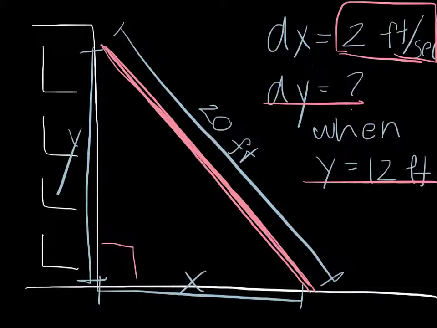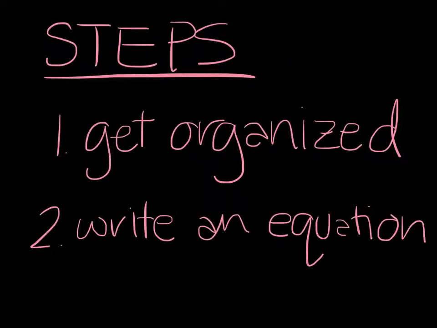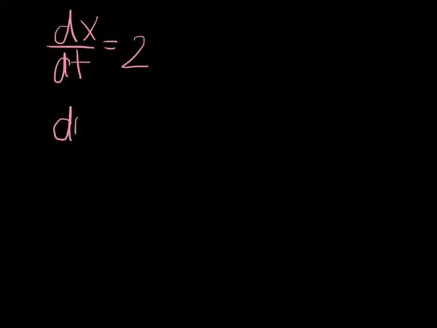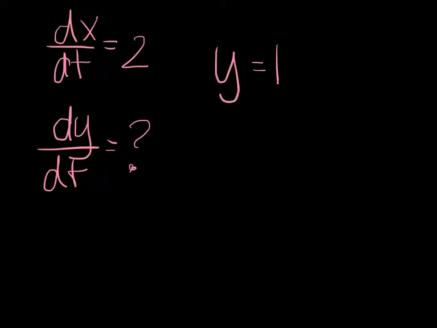Now, the first step in any related rates problem is to get organized and think about all the things that you have, what was given to you, draw a picture, and then write an equation that goes with it. For example, we're given that the rate that the bottom of the ladder slides away from the building is 2 feet per second. So we're going to call that dx/dt is 2. And then we want to know how fast the ladder is sliding down, so what we want to find out is dy/dt. So we're going to put a question mark here. And that is when y equals 12.